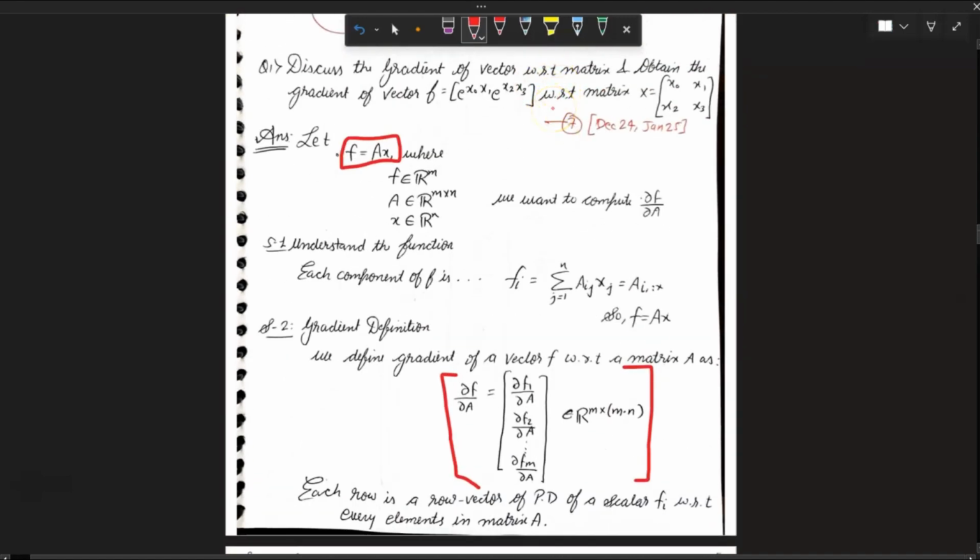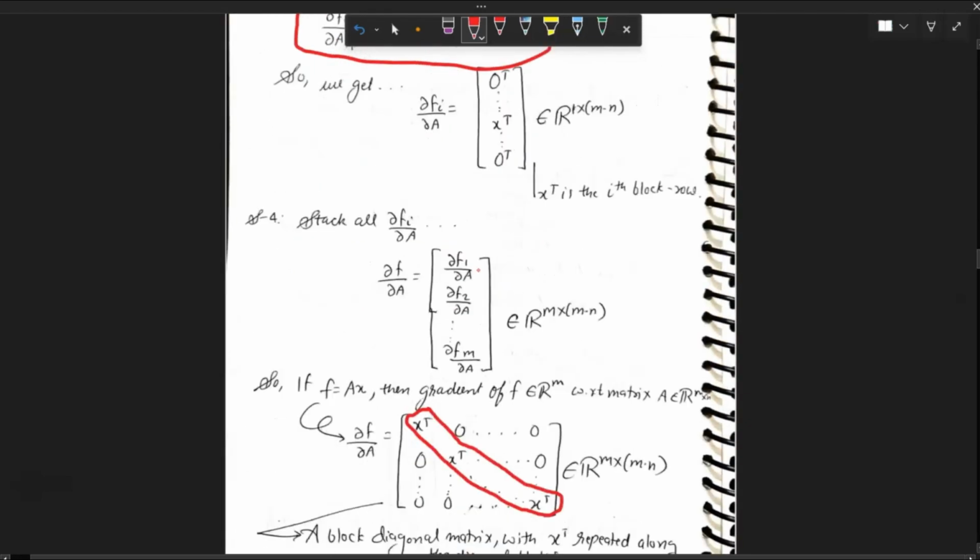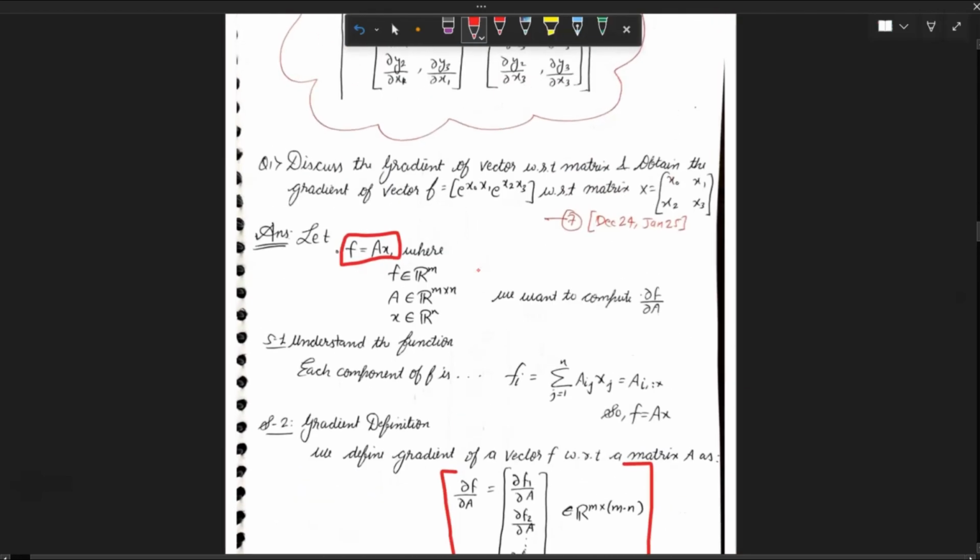Discuss the gradient of a vector with respect to a matrix. The same you have to write in your exam. Now let's see the second part. Obtain the gradient of the vector f equal to e^(x0 x1), e^(x2 x3), with respect to the matrix X equal to x0 x1 x2 x3.